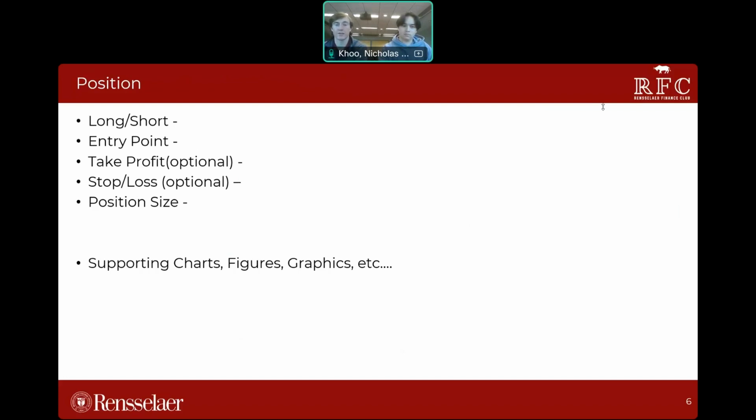As well as the position size. This is a little bit less important, just because the position sizing will correspond a lot more towards the evaluated risk and what you're willing to take. But again, if you're comfortable doing that, then you're more than welcome to put in a position size. And then yes, any other charts, figures, and graphics would be helpful as well.